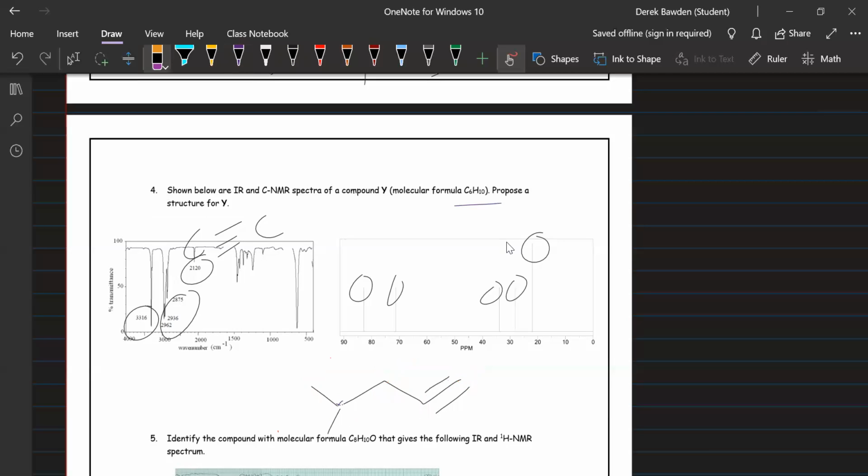Could you explain about terminal? Yeah, so terminal alkenes and alkynes, that just means that they're at the end of a carbon chain. So this C triple bond C is a terminal alkyne. Whereas if you had this molecule, let's say, this would be an internal alkyne, this would be a terminal. Does that make sense? Yeah.